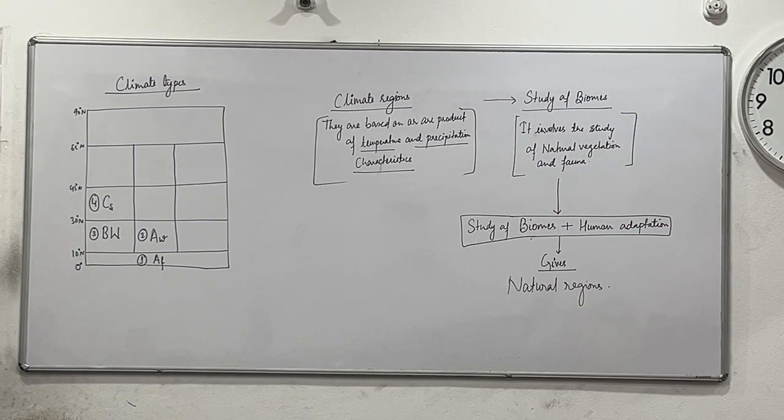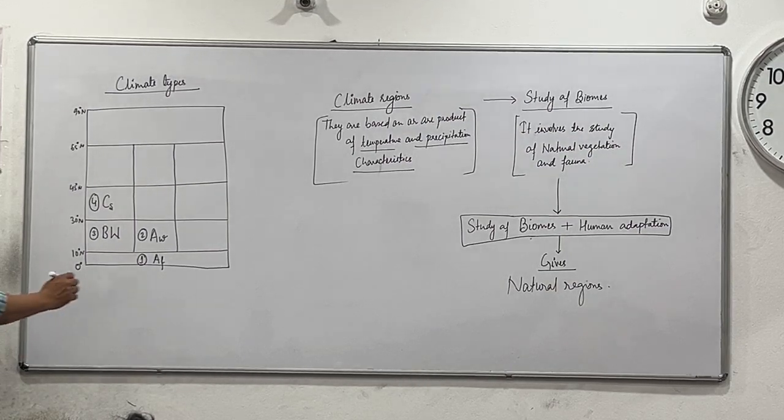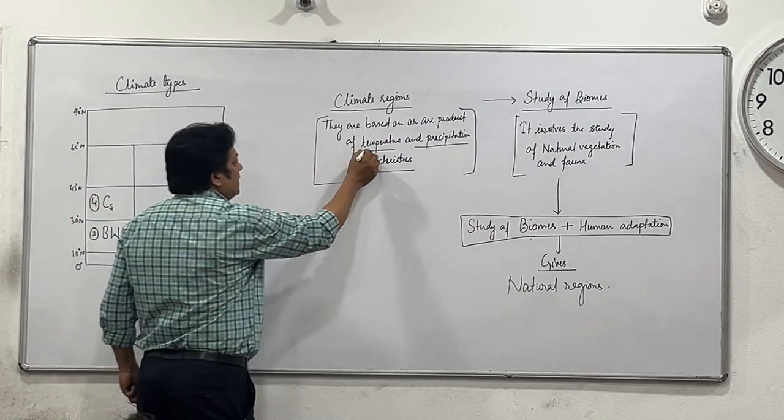When the sun is shining over Cancer and Capricorn. Okay. So these are the characteristics of this belt, where we have uniformity of high temperature and uniformity of high precipitation.